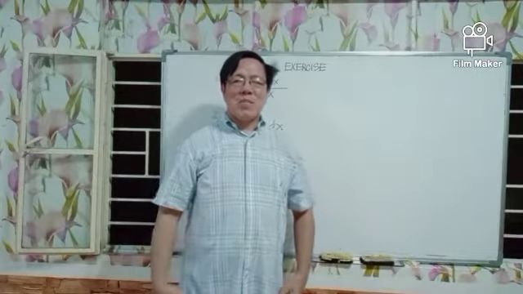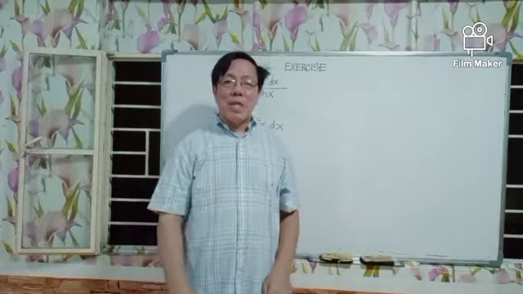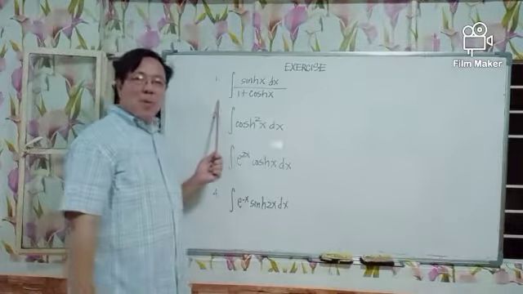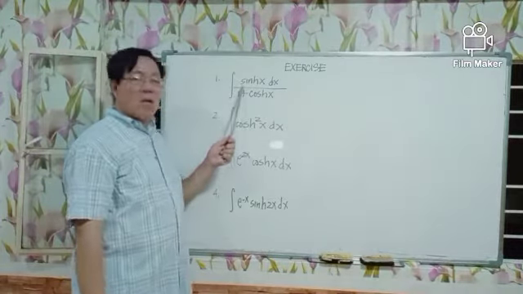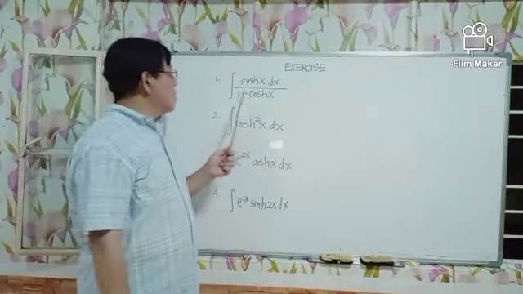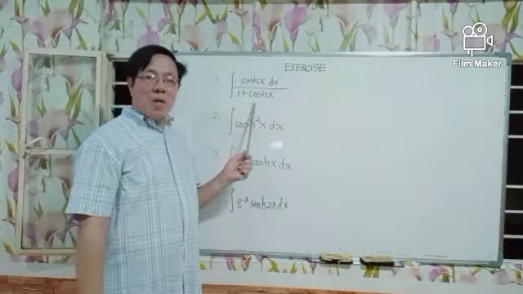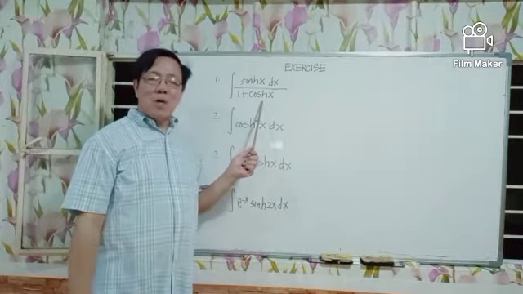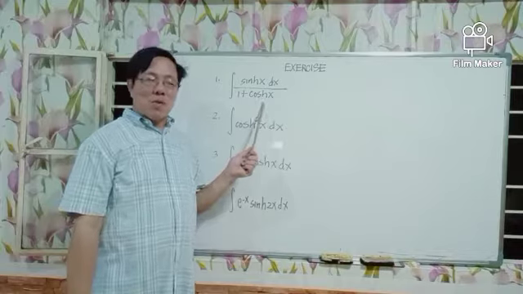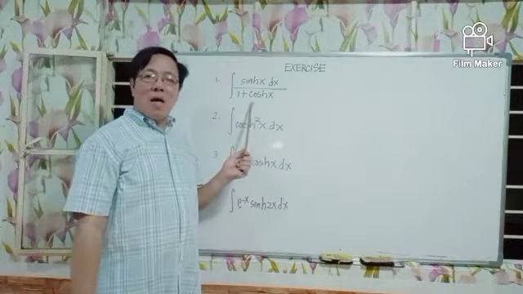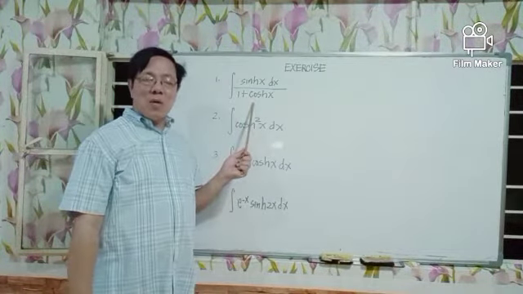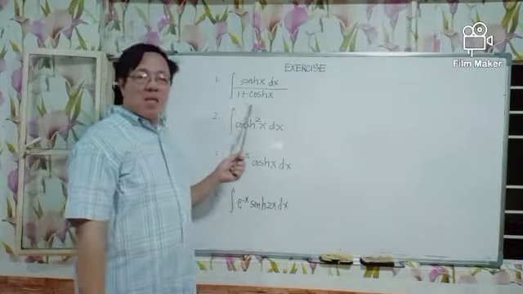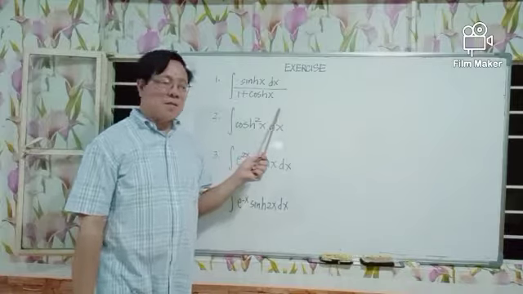For your practice, please try to evaluate the following indefinite integrals. Number 1, evaluate the integral of hyperbolic sine of x dx over 1 plus hyperbolic cosine of x. This is similar to our first example where we made use of a substitution. In this exercise number 1, you also make use of a substitution. You let u be equal to 1 plus hyperbolic cosine of x.